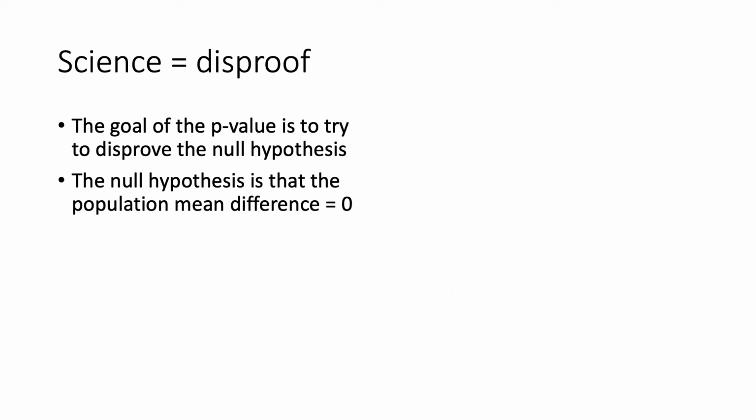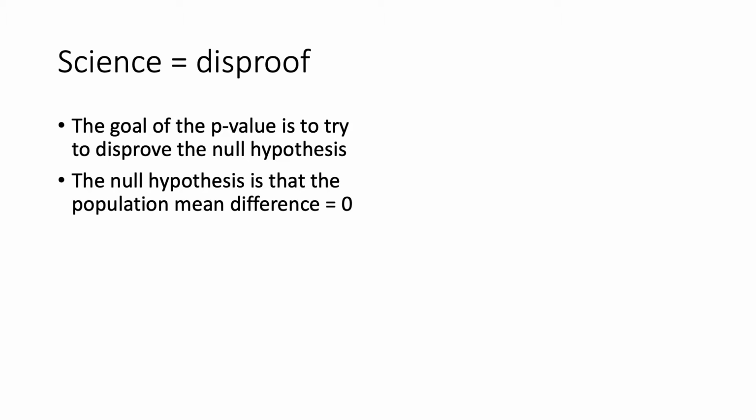So science equals disproof. Good science equals disproof. Most scientists agree on this. And the goal of the p-value is to try to disprove the null hypothesis. And the null hypothesis is simply that the population mean difference equals zero. So we're trying to disprove that. I mean, we ran an experiment. We want to be able to disprove that.